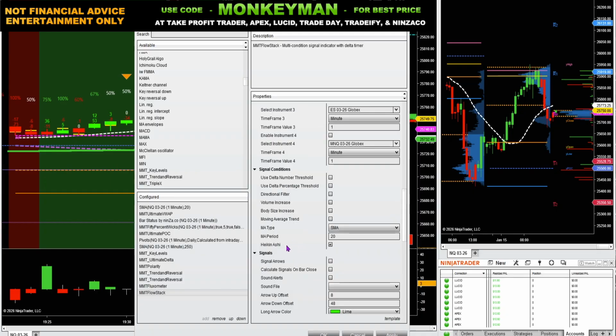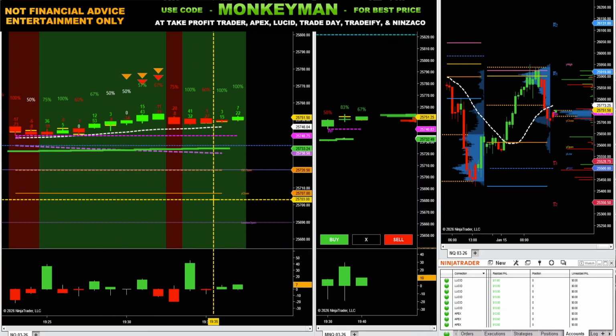I'm only using one of these signal conditions. It's just looking for when the Heikin Ashi is bullish or bearish on both the ES and the NQ at the same time. And then it's printing the candle color accordingly. So that's what's going on this 1 minute chart.